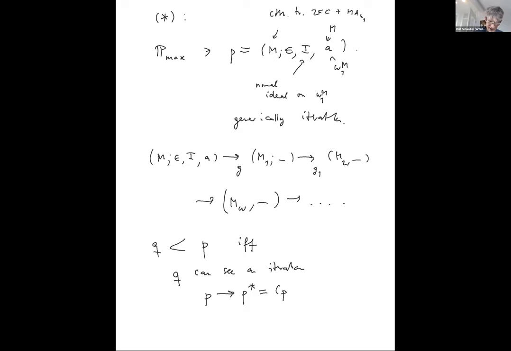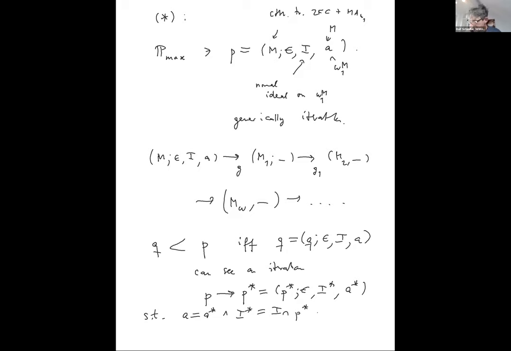So let's write P star as the underlying model. There is an I here. There is this thing here. So Q, let me also write it. Maybe I should write it here. Q is equal to Q, epsilon, I and A. Q can see such an iteration of P in a way that the A's match up. So A is equal to A star. And the ideal I star is simply the ideal I restricted to the structure P star.